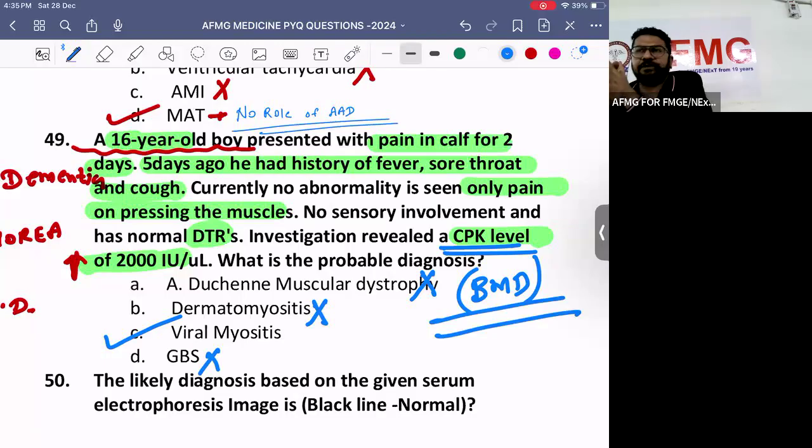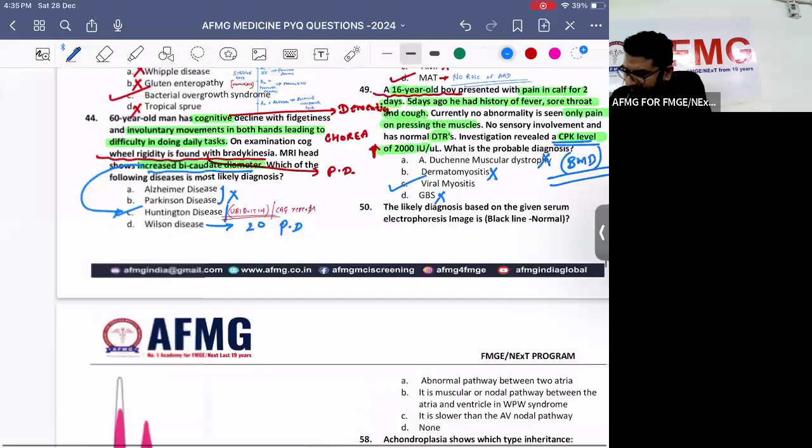डुशीन बेकर में डिफरेंस क्या है? डुशीन की 10 साल तक डेथ हो जाती है, बेकर विल डाई बाय 20-25 ईयर. Otherwise, both are same. Baker is considered milder variant of Duchenne. Okay, try to understand this now.